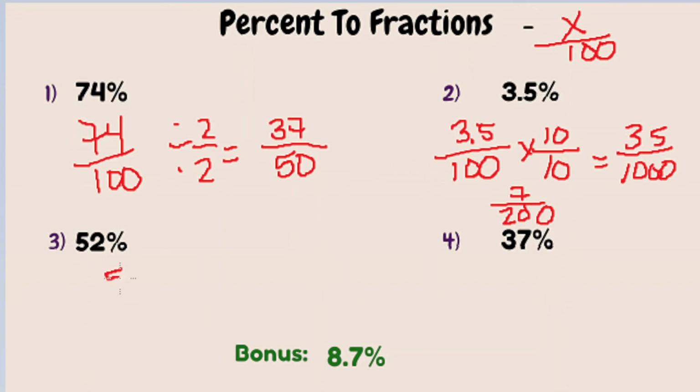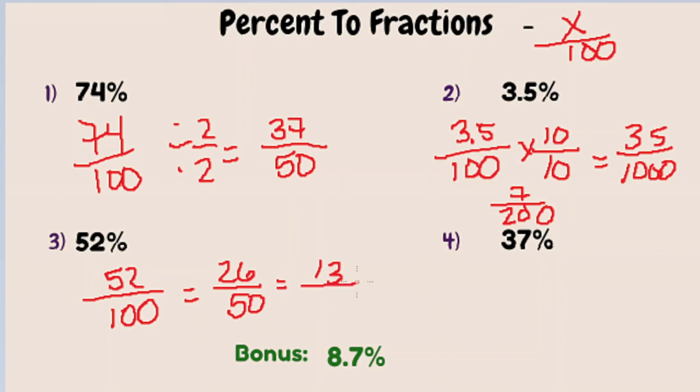Example 3, 52%. So 52 over 100. Both of them are even, so we know we can divide by 2. Let's divide by 2, and we will get 26 over 50. They're both still even. Let's divide by 2 again, and we will get 13 over 25. So 52% is equal to 13 over 25 in its simplest form.